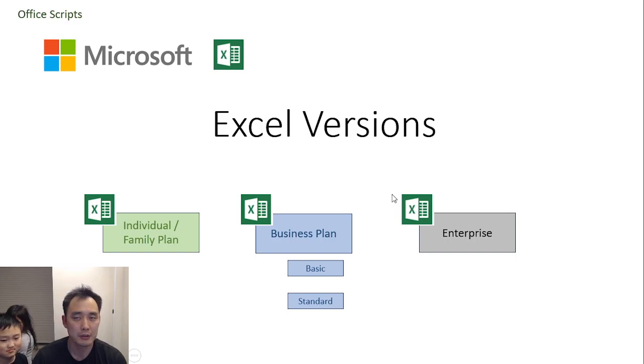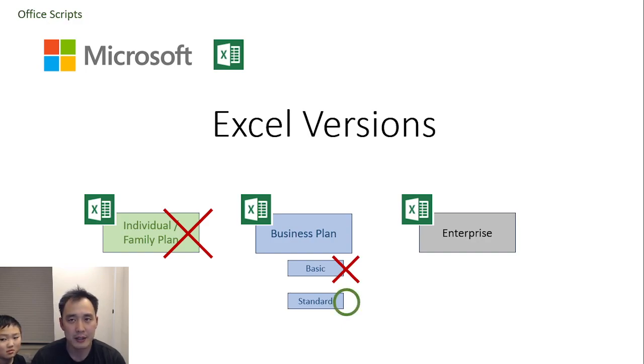So to get Office scripts, there are different Excel versions, as many of you know. There is the individual family plan, there is a business plan, and there is the enterprise version. Office scripts is not available currently in the individual family plan. It's also not available in the most basic version of the business plan. It starts becoming available on the standard business plan, and I think it's available in all the enterprise versions.